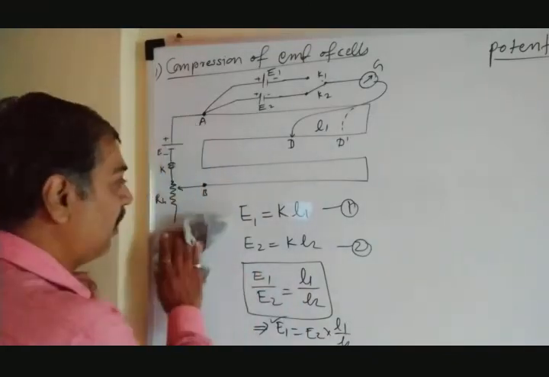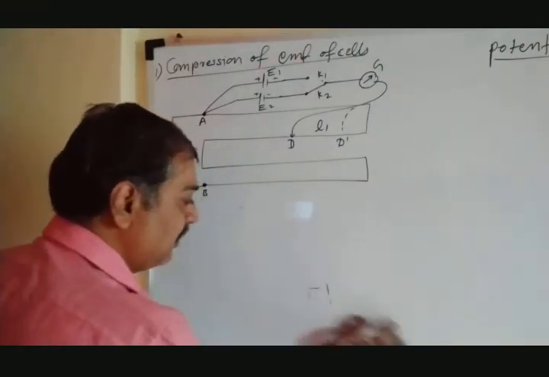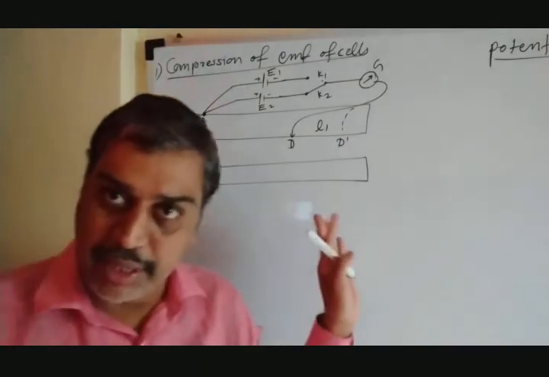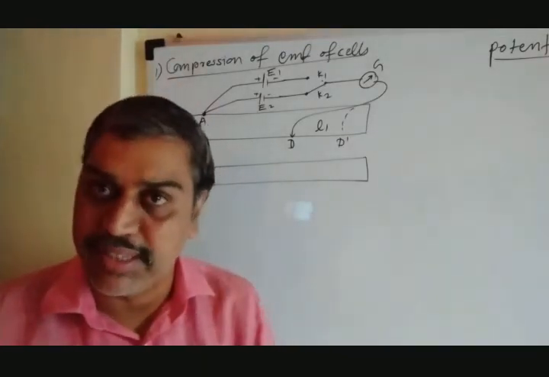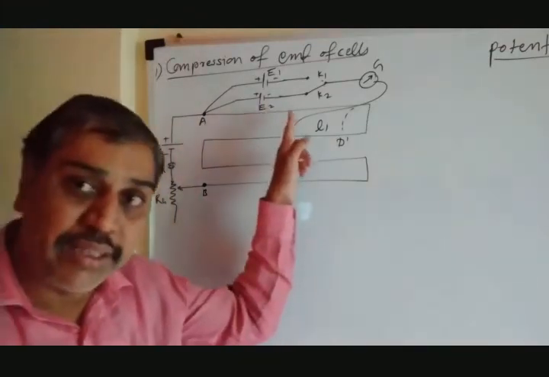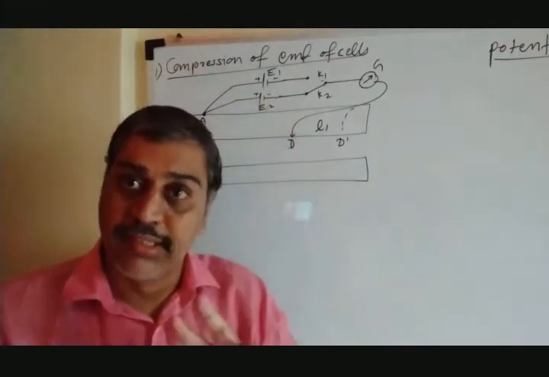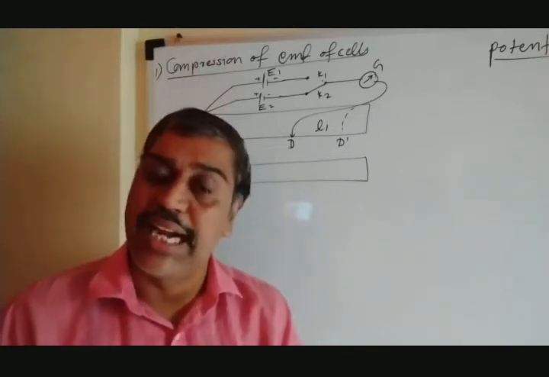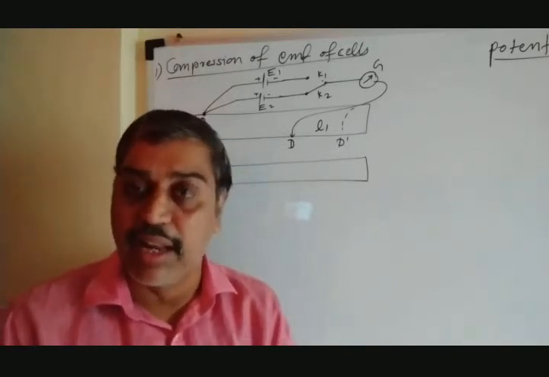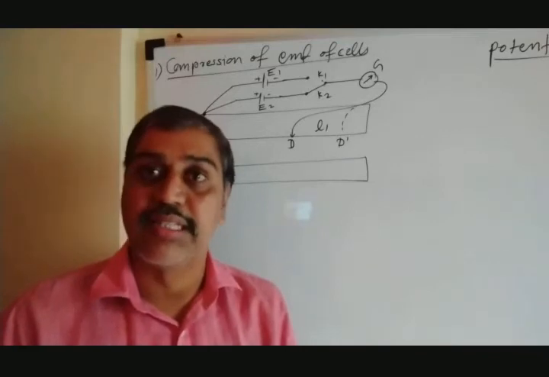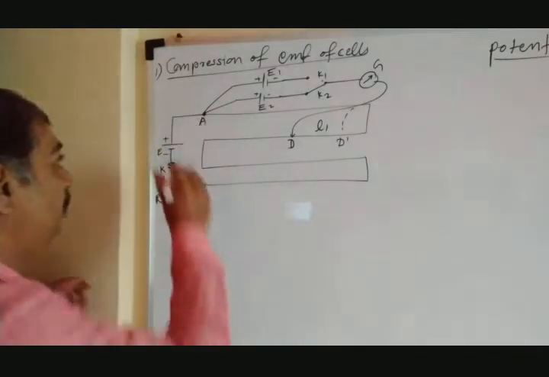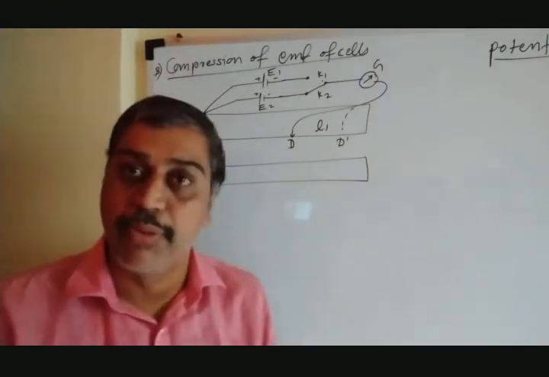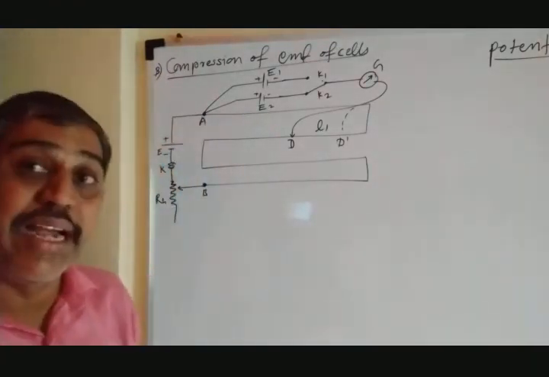Now let's go further. The first application we have seen is to compare the EMF of the cells, by the separate method or individual method. The second part of the same application, to compare the EMF of two cells, can be done in a slightly different way, and that is the sum and difference method. So this is 1A, now 1B: comparison of EMF of two cells by the sum and difference method.